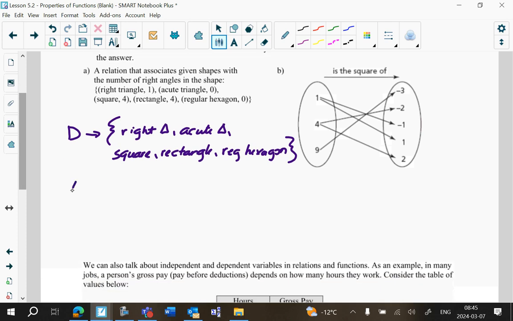For the range, you'd list all the second elements. And you don't have to list twice if it occurs twice. So for this one, the second element in the first pair is 1, and the next one is 0. The next one is 4. The next one is 4 again, which I've already written, so I don't have to write it twice. And the last one is 0, which I've already written, so I don't have to write it twice. So I only have to list 3.